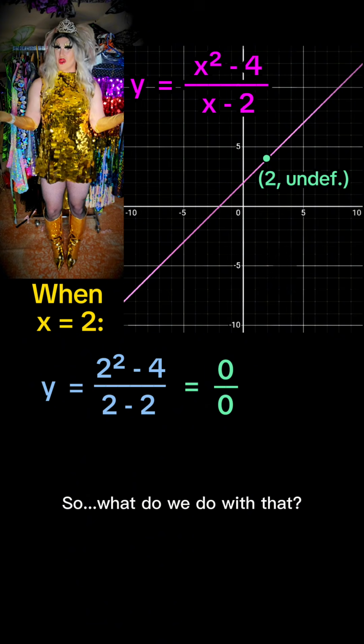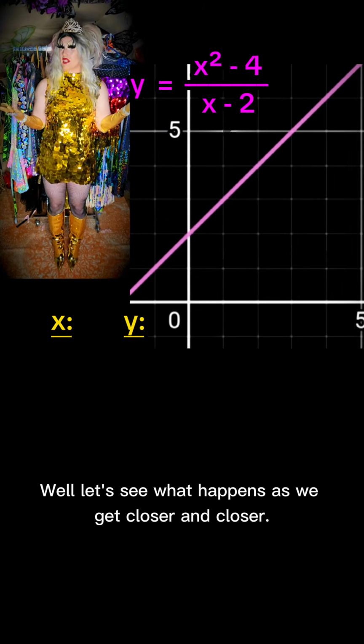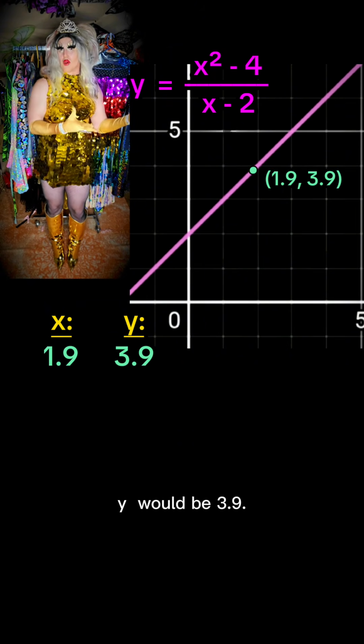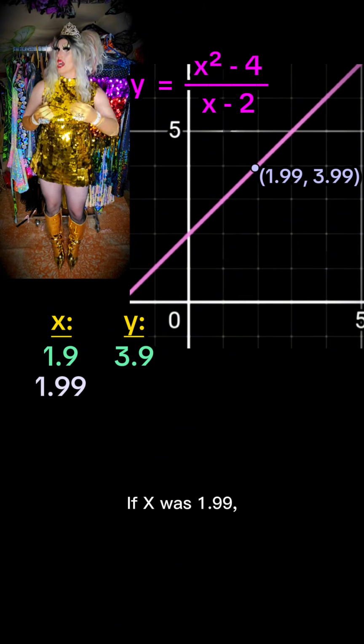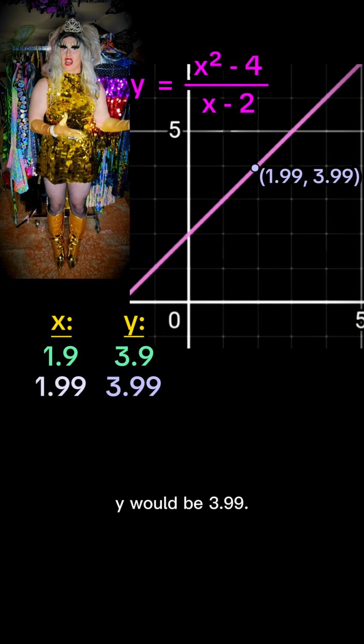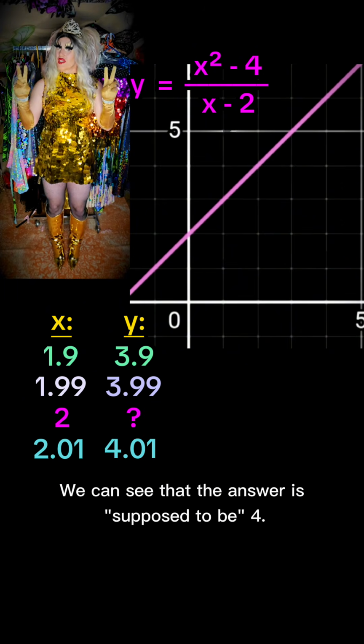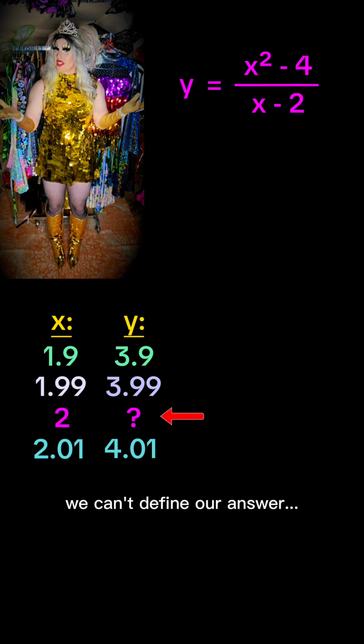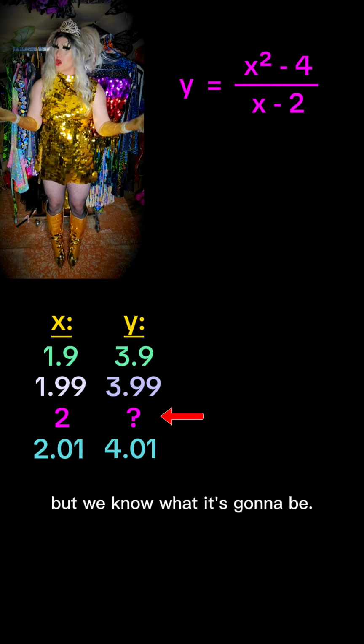That's undefined. So what do we do with that? Well, let's see what happens as we get closer and closer. If x is 1.9, y would be 3.9. If x was 1.99, y would be 3.99. You can see that the answer is supposed to be 4. So when x is 2, we can't define our answer, but we know what it's going to be.